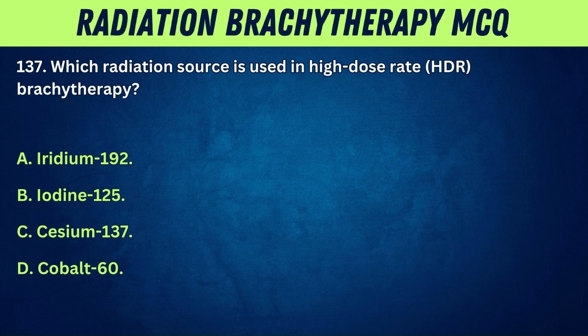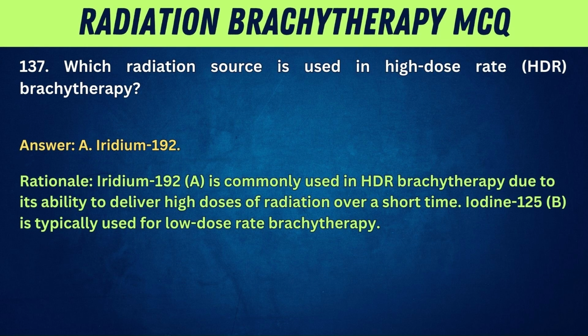Cesium-137. D. Cobalt-60. Answer: A. Iridium-192. Rationale: Iridium-192, A, is commonly used in HDR brachytherapy due to its ability to deliver high doses of radiation over a short time.